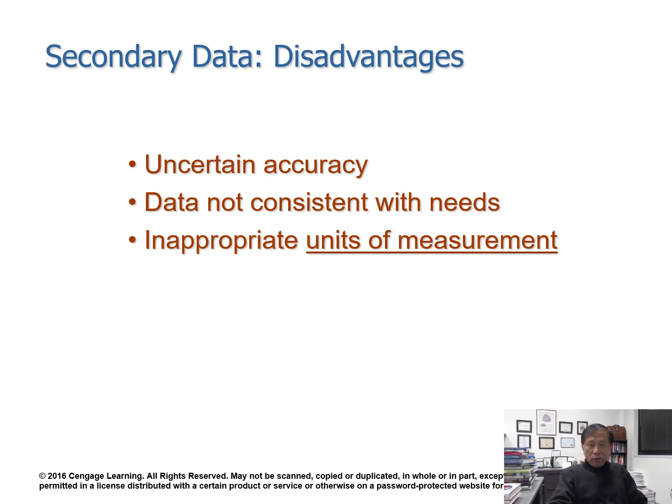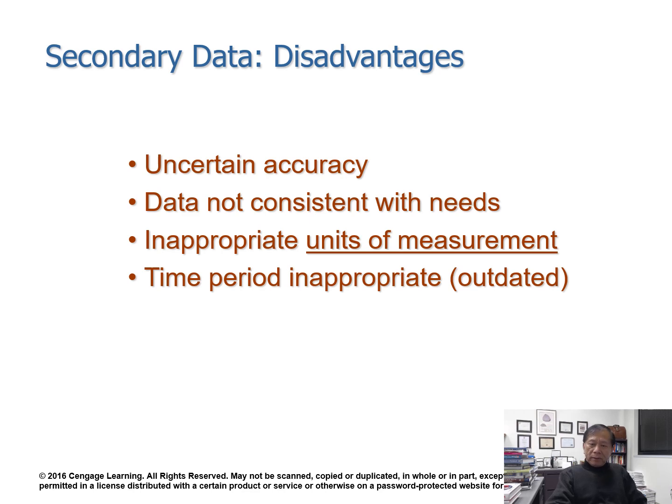It could also be inappropriate units of measurement. What do we mean by that? Let's say you want to study individual consumer behavior, but the data you have is family data. Family income is not the same as personal income, and family consumption is not the same as personal consumption. So the units of measurement for the secondary data might be family, whereas for your research you need individual. So the units may be inappropriate.